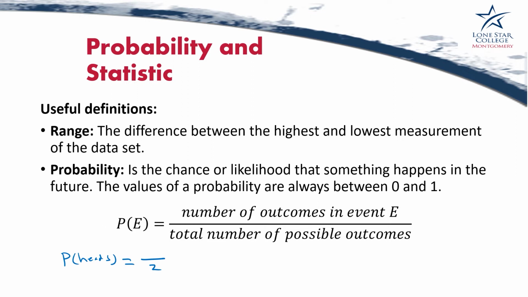So what's the number of outcomes where you can get heads? It's only one, because a coin has two sides, and only one side has heads. So the probability of you getting heads is 1/2, or 0.5, or 50%, depending on what the question is asking for. So that's basically what probability is. These are some useful definitions you should know when working on these types of problems.